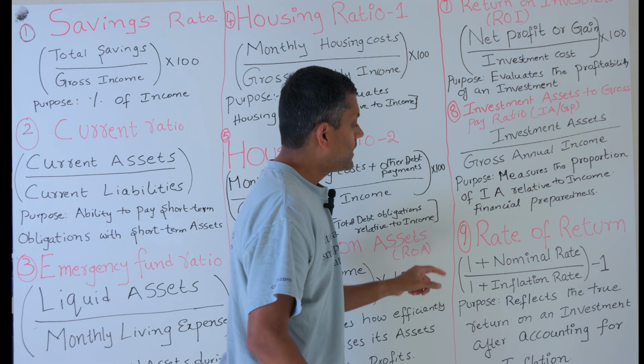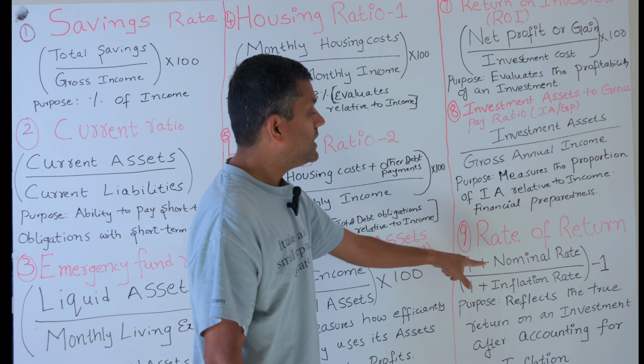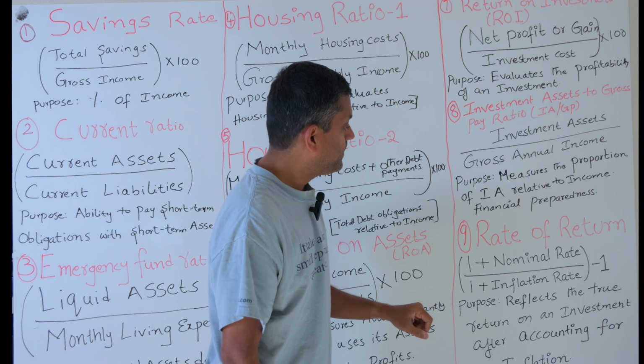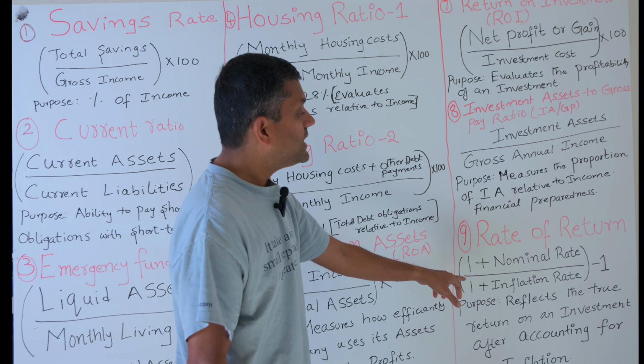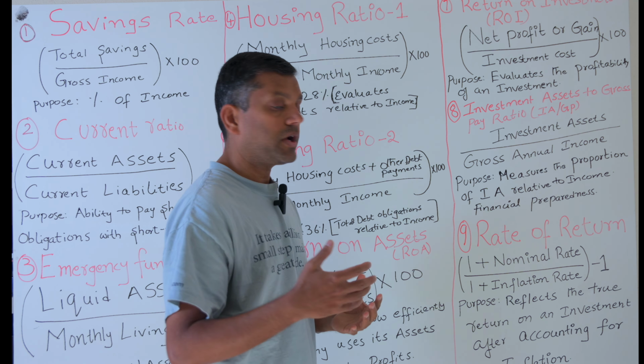Rate of return is calculated like this: 1 plus nominal rate divided by 1 plus inflation rate, minus 1. It reflects the true return of an investment after accounting for inflation.